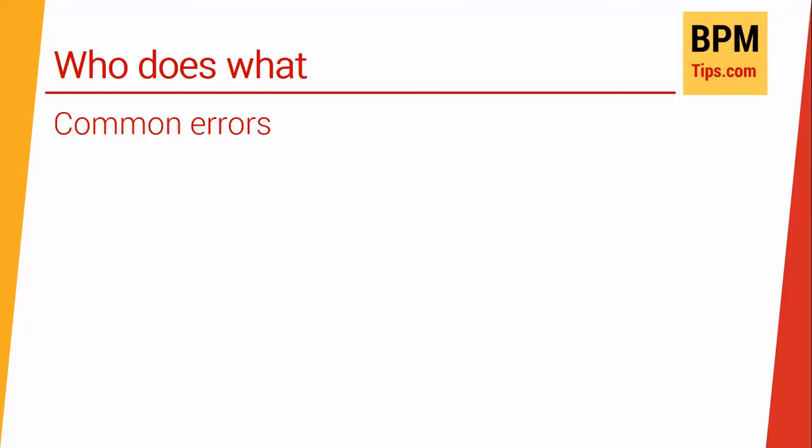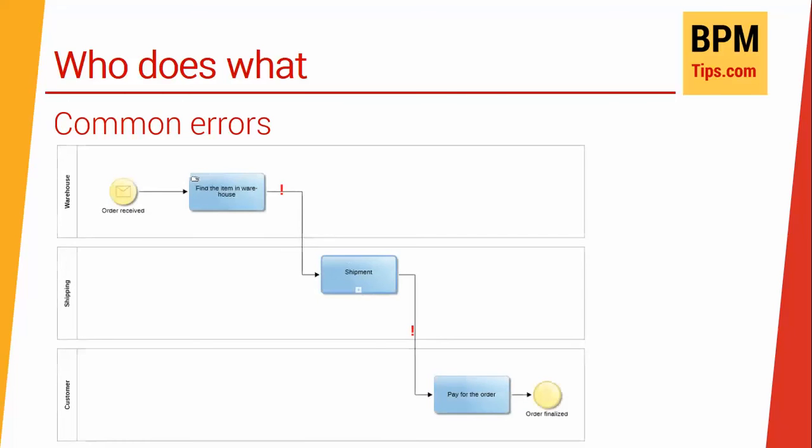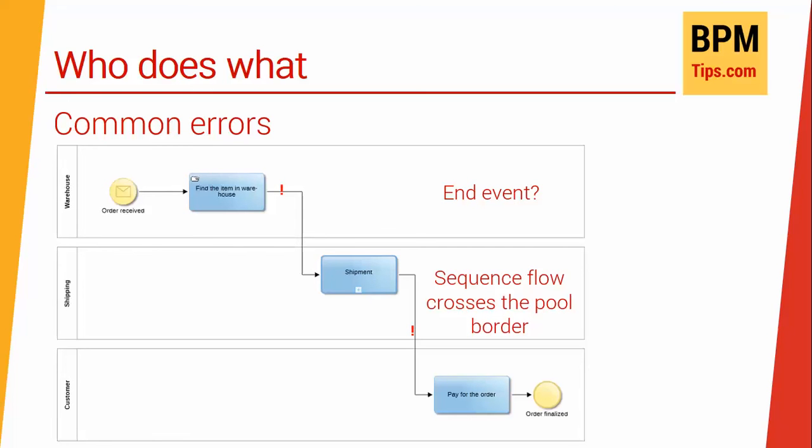Now, I would like to show you a few common errors. As I told you, a sequence flow cannot traverse the border of a pool. So this is an invalid diagram. Because, firstly, this first pool, warehouse, does not have any end event. After find item in warehouse, nothing happens there, and each process should start and end somehow. And as I told you, the sequence flow here crosses the pool border, which is not allowed.